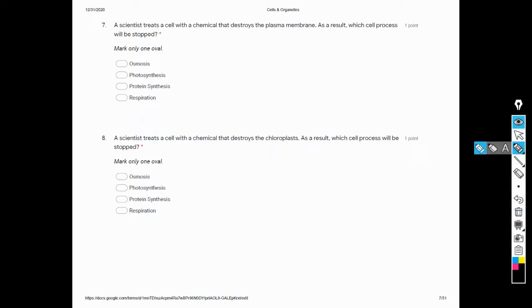Next question. A scientist treats a cell with a chemical that destroys the plasma membrane. Which cell process would be stopped? So in this case, that would be osmosis. Other answers could have included cellular transport, which osmosis is a part of. So keep in mind that's what the plasma membrane does, is it controls what enters and leaves the cell and helps the cell to maintain homeostasis. Number 8 here, if the chemical that's added to the cell destroys the chloroplast, the process that would be stopped there would be photosynthesis.